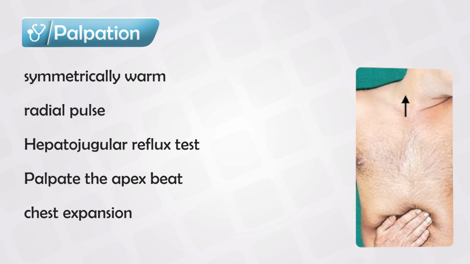The hepatojugular reflex is very important. You're going to ask the patient to take a deep breath, exhale, and then put pressure on the liver while looking at the jugular vein. If it rises sharply, then the test is positive.